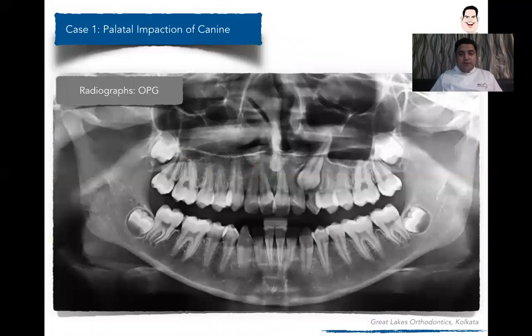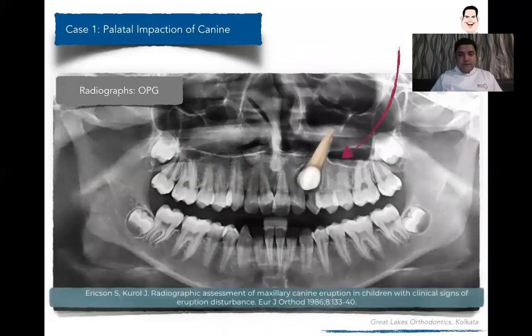The radiographs show that the upper left canine is impacted and looks to be favorably impacted. So that's where the canine is. And we have to take into perception this article from Erickson and Kroll on radiographic assessment of maxillary canine. There are ways and means to radiographically assess it. We'll go into details of it one by one.